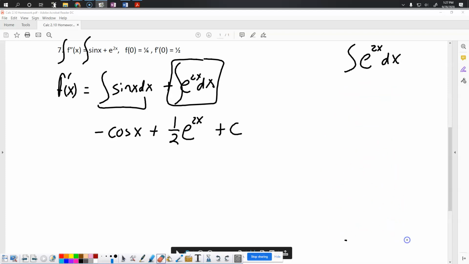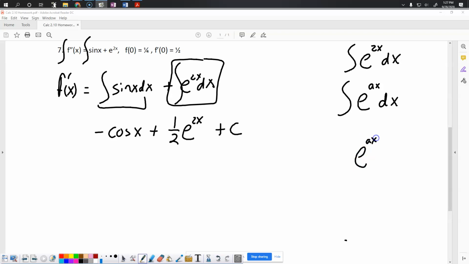Not all the time, but it does happen quite often where anytime you have an e to the ax problem like that, anytime you integrate one like that, it comes out to be e to the ax, but 1 over a. That's just how it's always going to end up looking. So it might save you some time in the future. And that would have worked for the last one too.